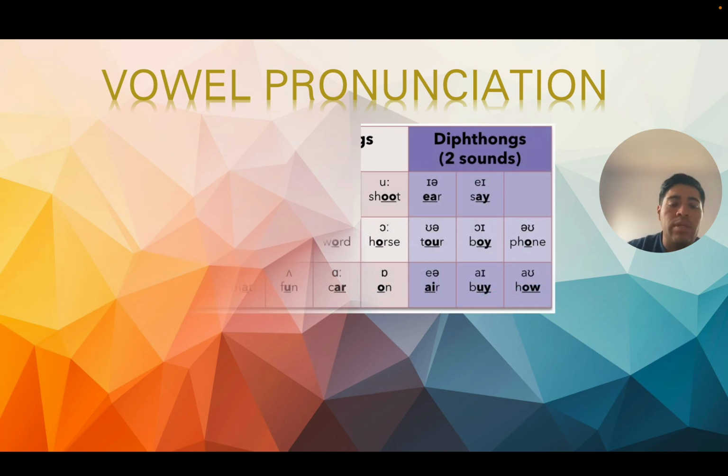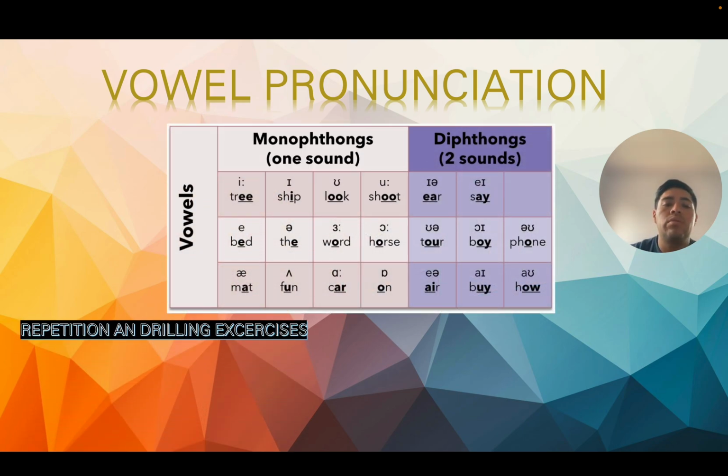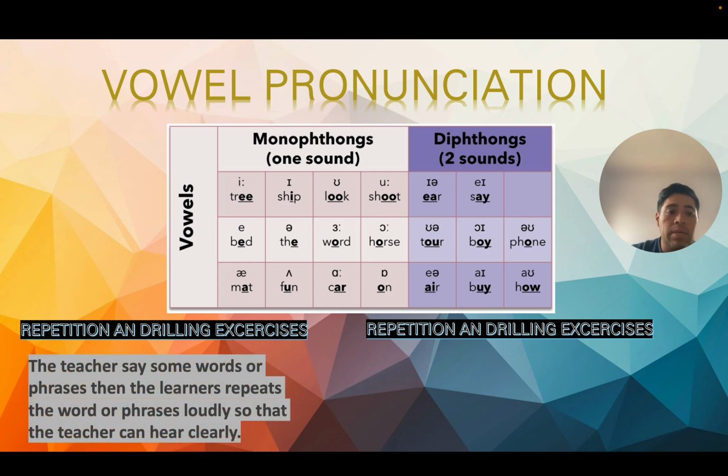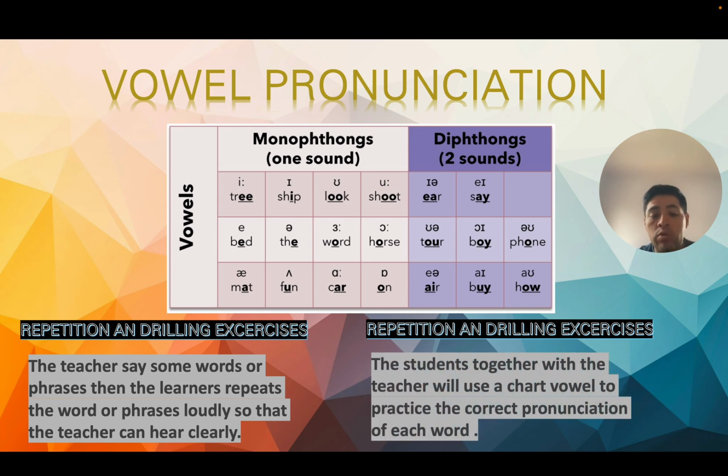Vowel pronunciation. The technique that we are going to use is repetition and drilling exercises. It means that the teacher is going to say some words or phrases, and then the learners repeat the words or phrases loudly so that the teacher can hear clearly and understand the mistakes that the students are making. And also, the tool that we're going to use is vowel charts. The students together with the teacher are going to use this type of chart in order to practice the correct pronunciation of each word.